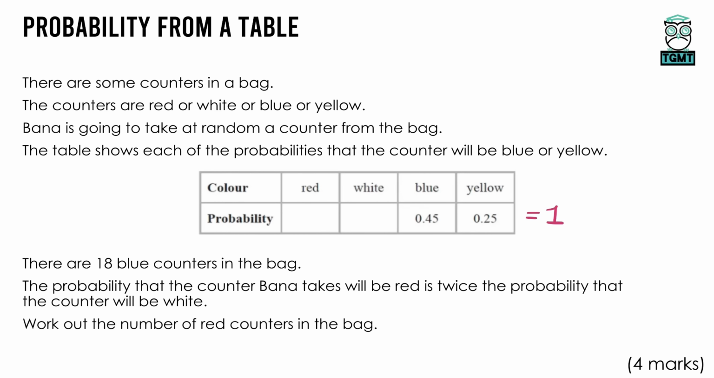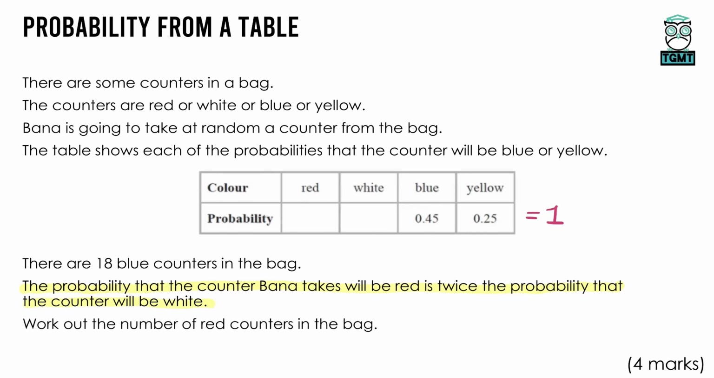Now sometimes the question is split up into parts and it says for part A complete the table and then it gives you this in part B. But this hasn't done that. Instead, it's just got all the information in one big chunk. So we know here that we need to complete this table. So the first bit of information we need to look at is where it's told us how. And it's told us how just here. The probability that Banner will take the counter will be red is twice the probability the counter will be white. And red and white are our two missing pieces.